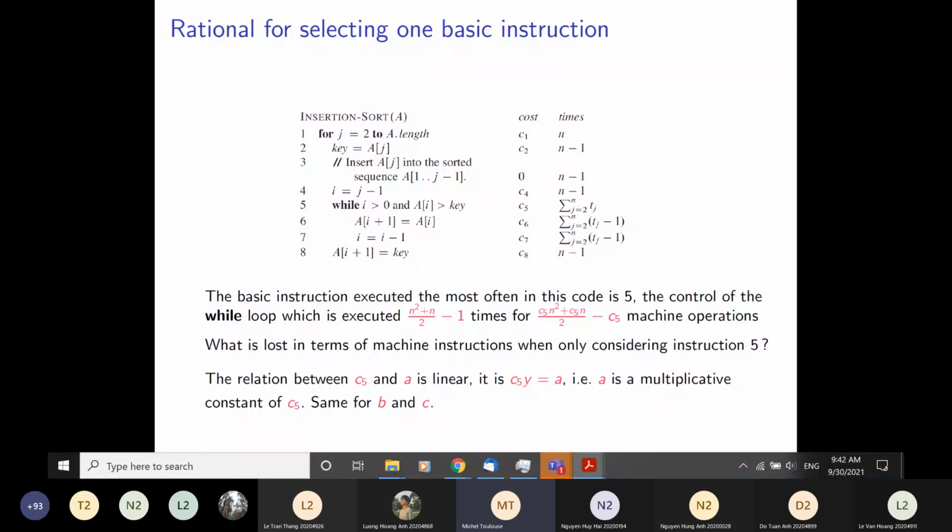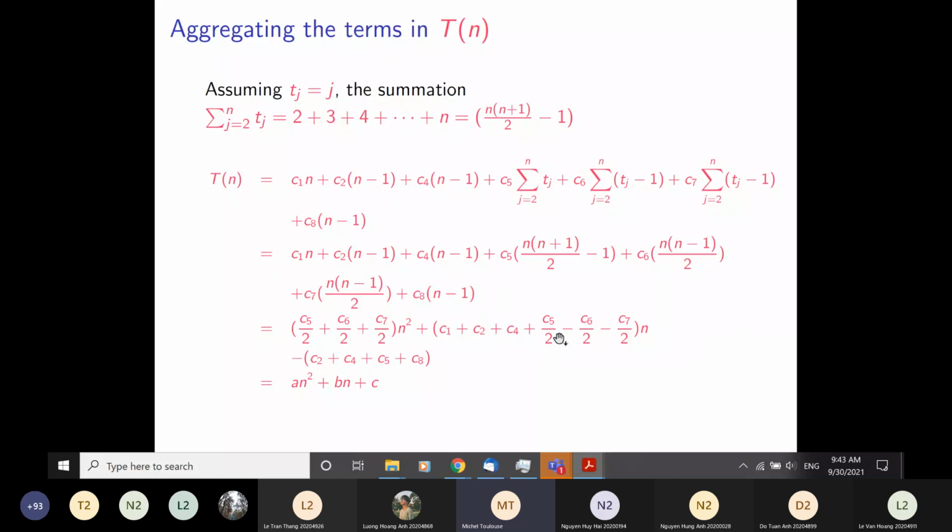So the precision I have lost by looking only at instruction 5 to represent the running time of the algorithm, in terms of the machine instructions for C5, is y, a constant multiplicative factor, right? And we can reason similarly with B and with C, okay? B and C are not represented here, but what are they with respect to C5? We can calculate this also. We can measure the ratio of B in terms of C5, and the ratio of C in terms of C5 as well.